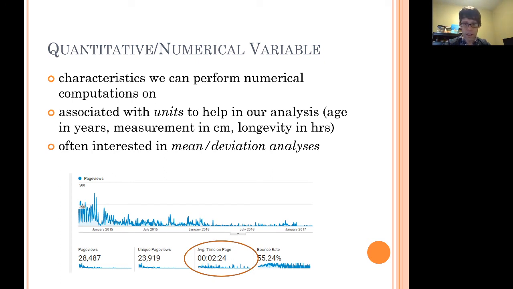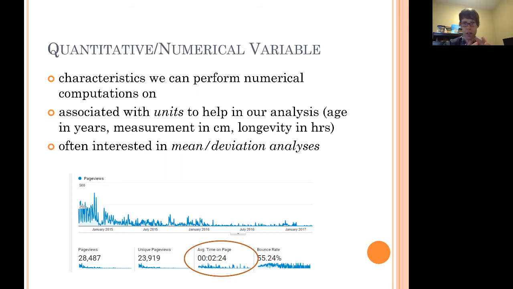But just kind of looking, I think I circled down here at the bottom, average time on page. So notice here that this is coming as 2 minutes and 24 seconds. So this would be an example of a variable that has an associated unit. It has a time unit associated with it. So as people come to this YouTube channel and watch a video, YouTube will keep track of how long they've watched that video and record that time. So that would be an example of a quantitative kind of variable.